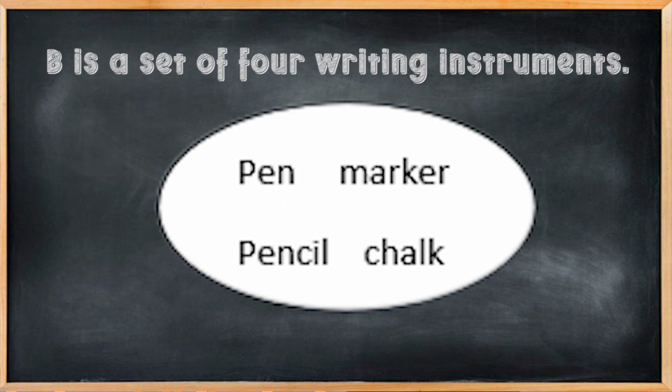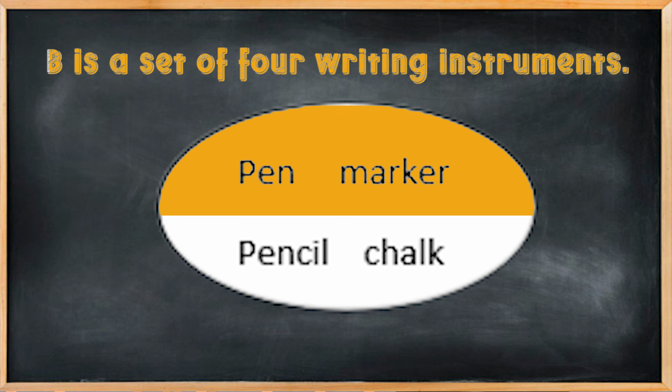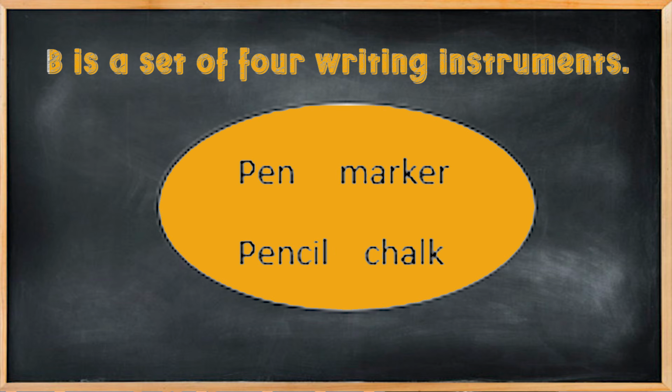Okay, so here is a description of set B. B is a set of 4 writing instruments. If you came up with that, you are absolutely correct. We use pen, marker, pencil, and chalk to write with.